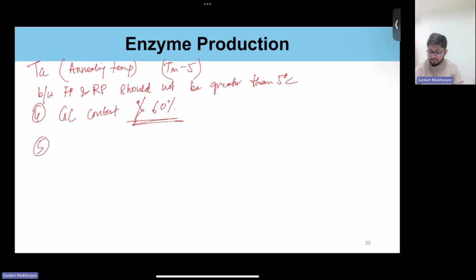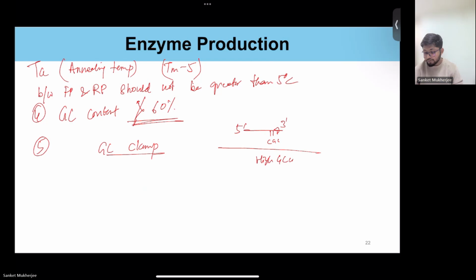When you're synthesizing primers, it's from the 5 prime to the 3 prime end. On the 3 prime end, there should not be more than 3 C's or G's, because that causes a problem known as a GC clamp. What happens is that the primer will bind to DNA with high GC content and start synthesis, and you will get non-specific bands. Although this can be solved with a higher annealing temperature.